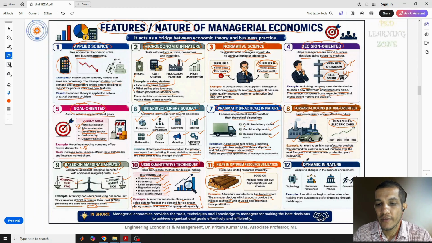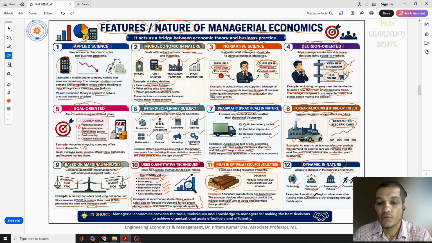The next one is dynamic in nature. Managerial economics adapts to the changing business environment. That may be technology, consumer preference, government policies, and competition. Obviously, these are the things which need to be considered for the business.